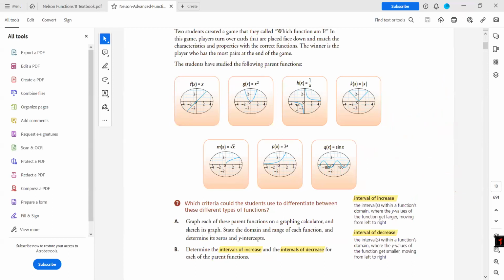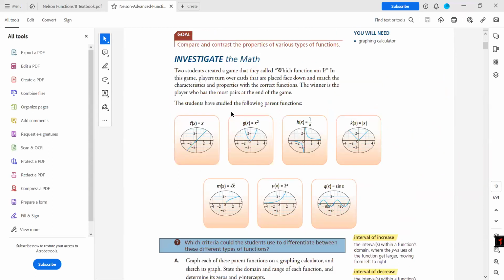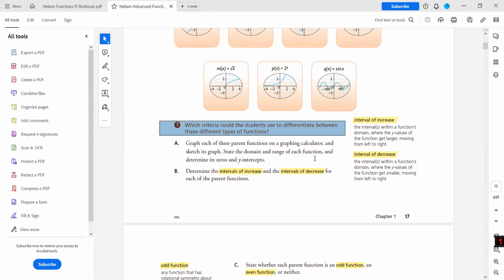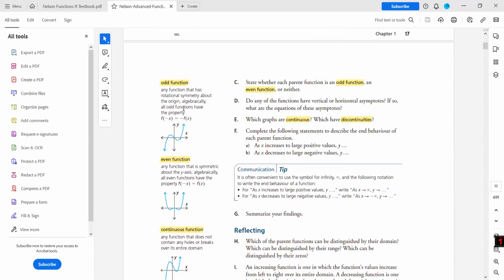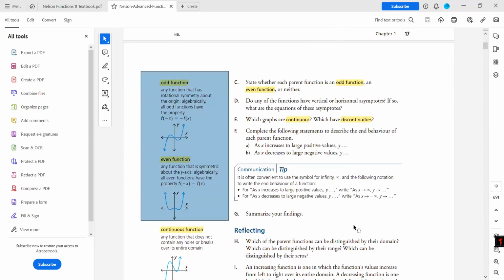So moving on, basically why we're doing it. We're doing this to answer the question, which criteria could the student use to differentiate between these different types of functions? One of them we already discovered, it's intervals of increase and decrease. Each function has its specific intervals of increase and decrease, and we should be able to identify those. Next criteria that we have to be familiar with is whether this function is an odd or even function.